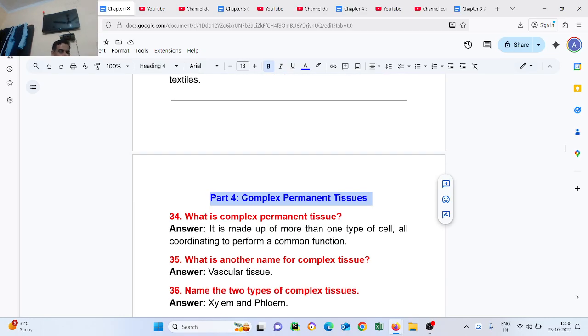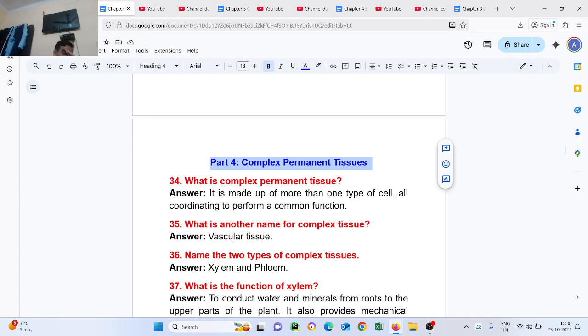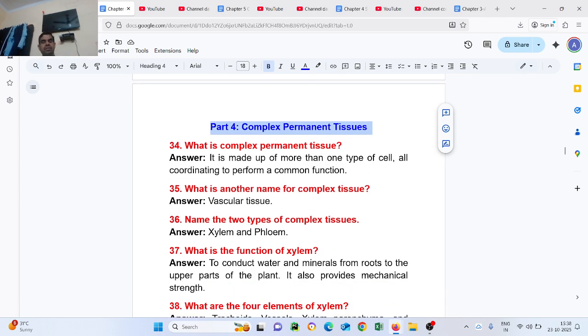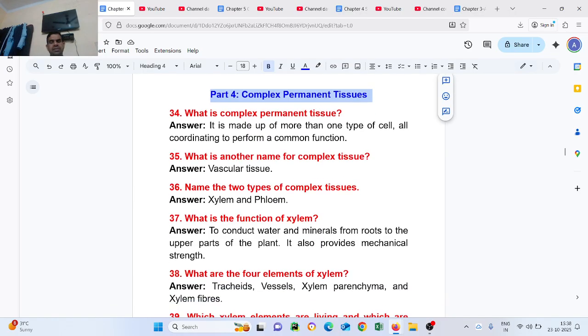Question number 35. What is another name of complex tissue? Vascular tissue. Question number 36. Name the two types of complex tissue: xylem and phloem. Question number 37. What is the function of xylem? Answer: to conduct water and minerals from the root to the upper part of the plant. It also provides mechanical strength.